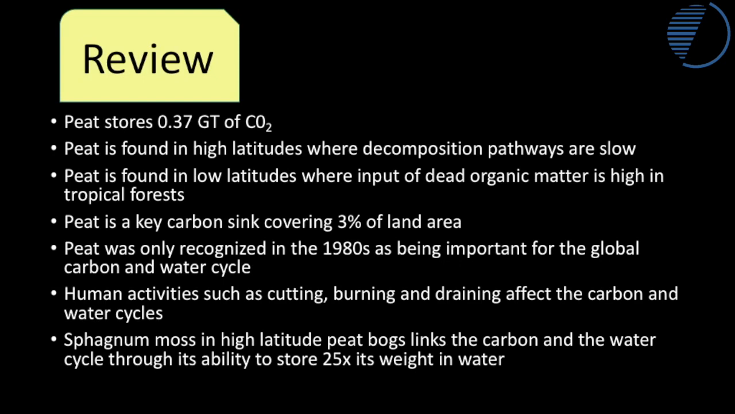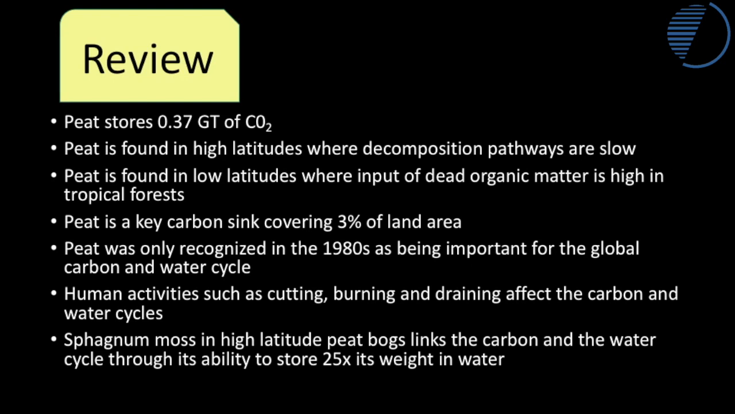To review the presentation, peat stores 0.37 gigatons of carbon dioxide. Peat is found in high latitudes like Scotland, where decomposition pathways are very slow. Peat is also found in low latitudes like Indonesia, where the input of dead organic matter is very high. Peat is a key carbon sink, and it covers 3% of the land area. Peat was only recently recognised in the 1980s as being really important for the global carbon and global water cycles.